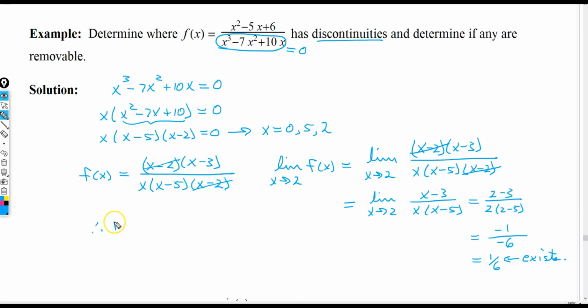So therefore your discontinuities are at 0, 2, and 5, and the removable discontinuity is when x is 2. And so therefore this function up here is going to be continuous over these intervals.